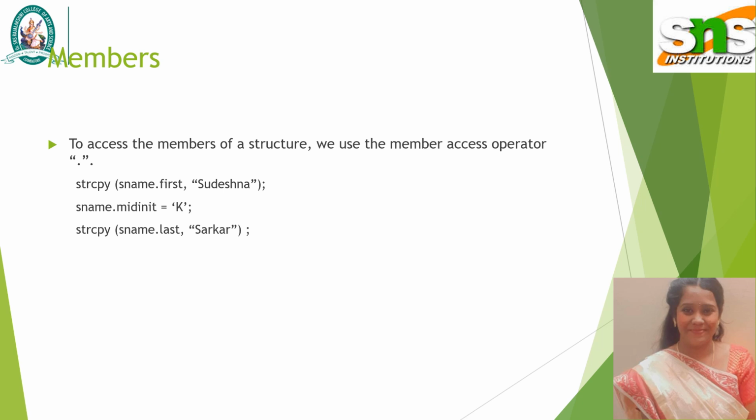To access the members of the structure, we use the member access operator. For example, if we want to string copy the first name with a middle name, we can use string functions like strcpy with the structure name. Last is equal to Sarkar and first name is equal to Sudeshana. So we'll get it as Sudeshana Sarkar.